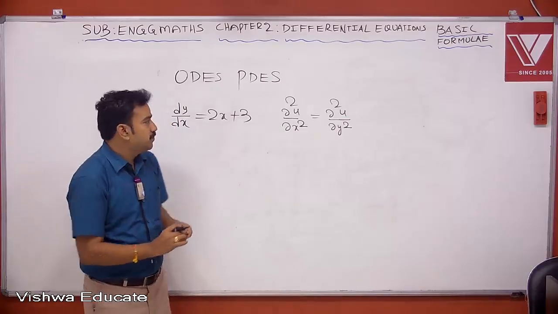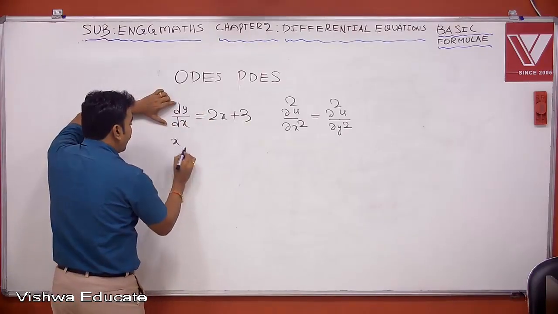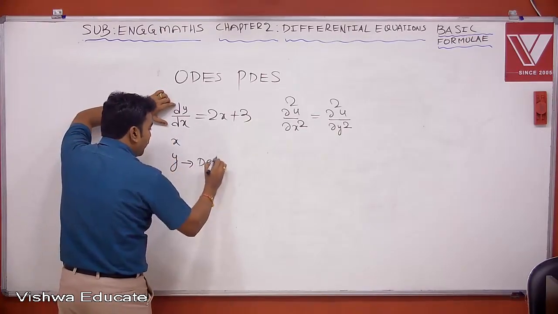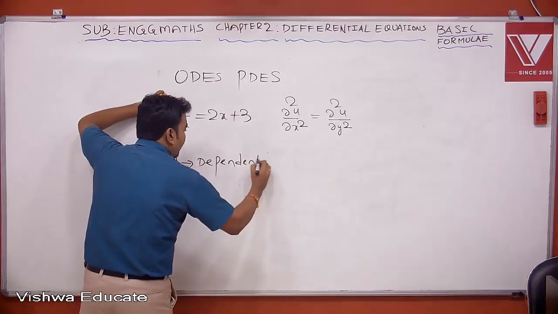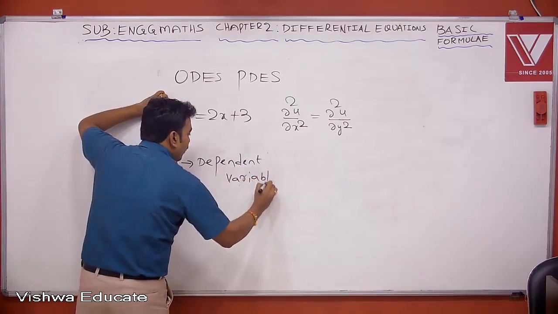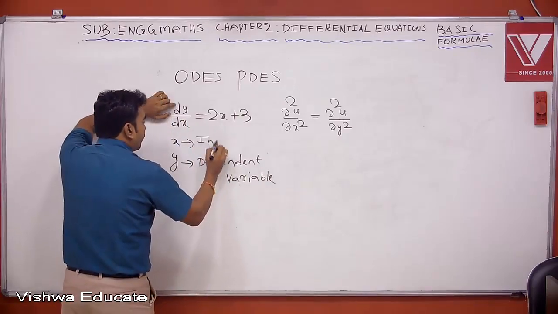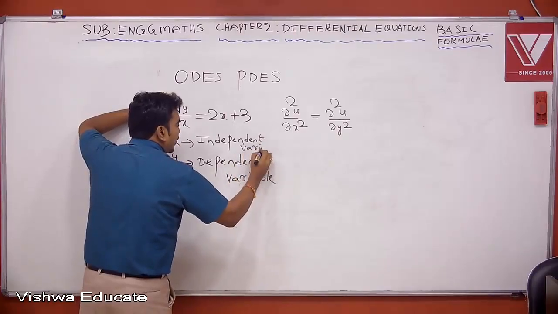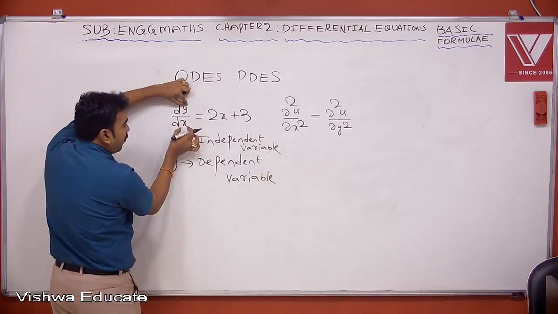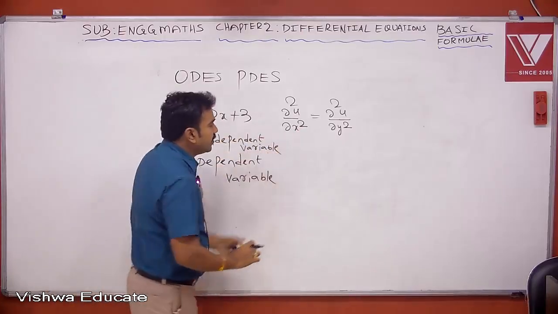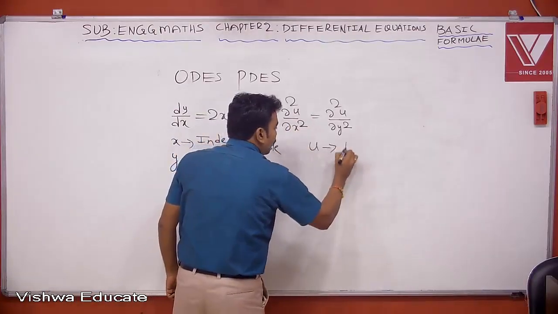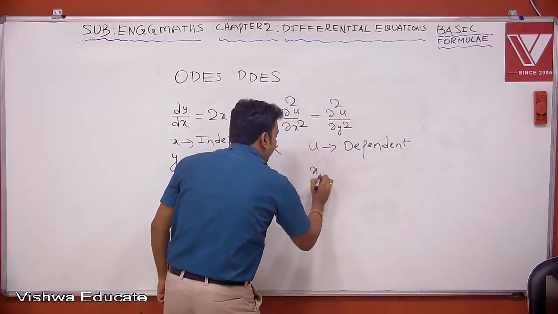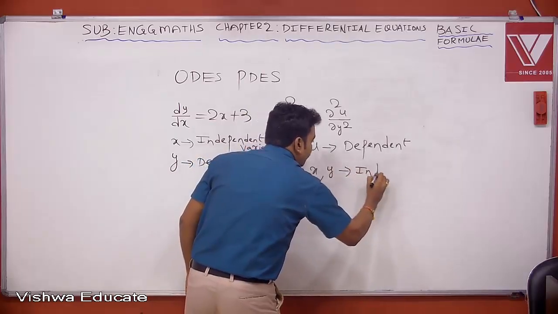Let us see the basic difference. Here we have two variables, x is one variable, y is one variable. Now in dy by dx, this y is called the dependent variable and this x is called an independent variable. So in the case of the first differential equation, we have exactly one dependent variable and one independent variable. Whereas in this case, u is the dependent variable, but the independent variables are x and y.